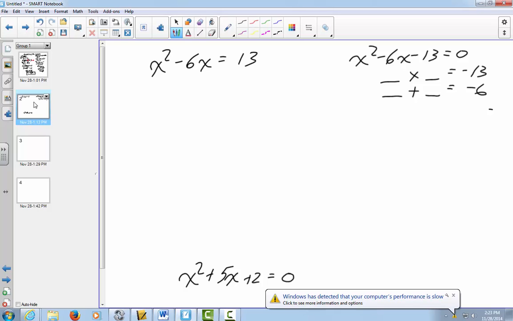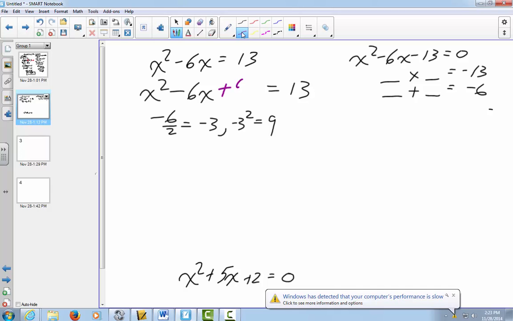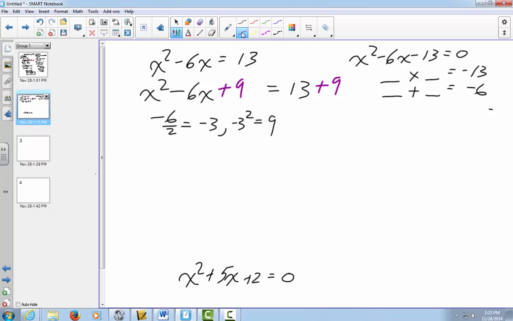So I'm going to leave the 13 over there. I'm going to give myself a little bit more space. What I'm going to do is take negative 6 and divide it by 2. And it gives me negative 3. Negative 3 squared is 9. So we're going to add 9 to both sides. That now gives me x minus 3 squared equals 22, because this is a perfect square trinomial now.